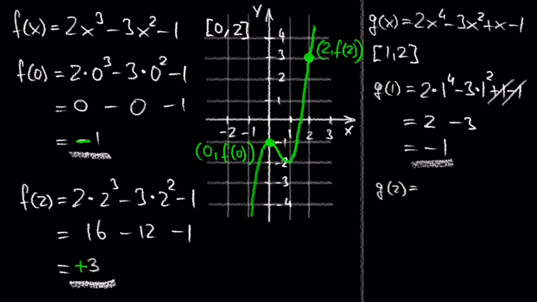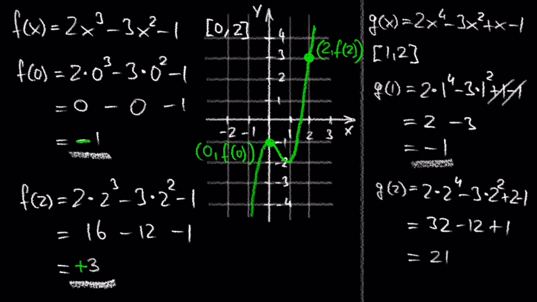Let's plug in 2. 2 times 2 to the fourth minus 3 times 2 squared plus 2 minus 1. 2 times 2 is 4, times 2 is 8, times 2 is 16, times 2 is 32. 2 squared is 4, times negative 3 is negative 12. 2 minus 1 is 1. 32 minus 12 is 20, plus 1 is 21. So g of 2 equals 21.